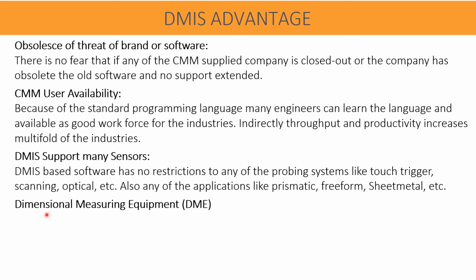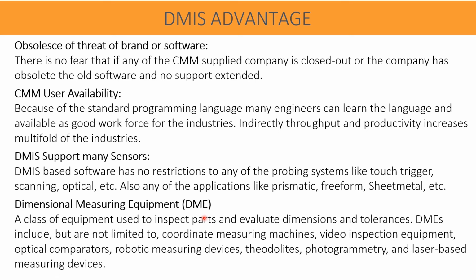Dimensional measuring equipment, generally known as DME, is a class of equipment used to inspect parts and evaluate dimensions and tolerances. DMEs include, but are not limited to, coordinate measuring machines, video inspection equipment, optical comparators, robotic measuring devices, theodolites, photogrammetry and laser-based measuring devices.